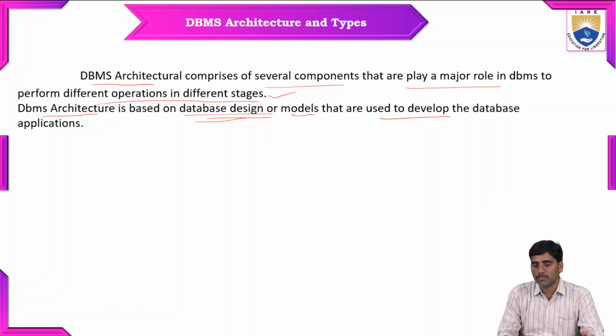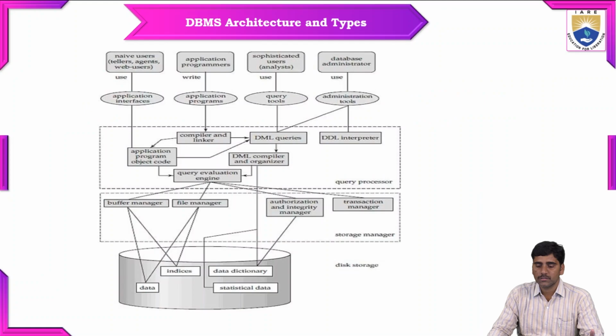So what are those components actually? How does each and every component play a major role, and how does it perform the processing on the database management system? So let us look at the architecture components. Here it looks like all our components are presented in the DBMS system. So what are those components actually?